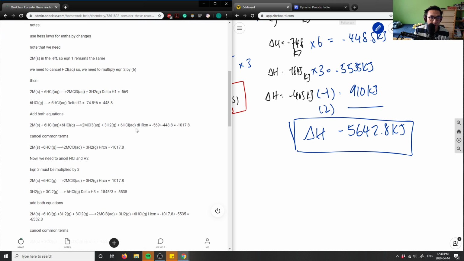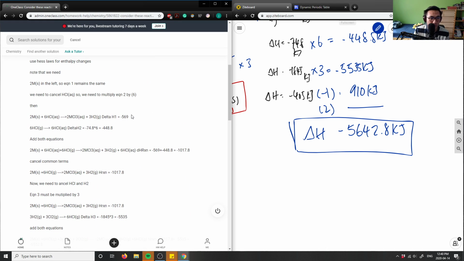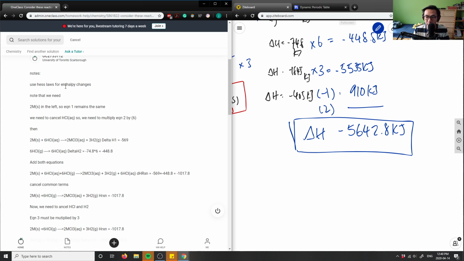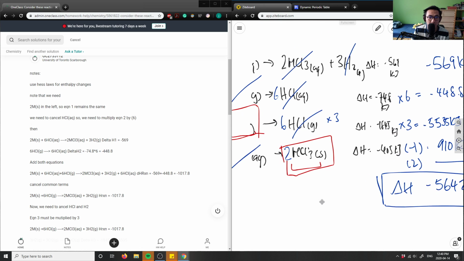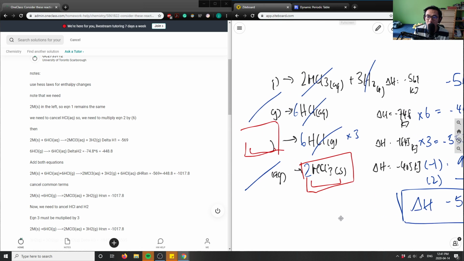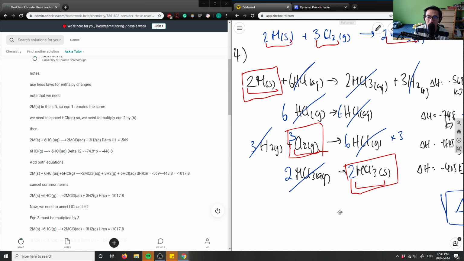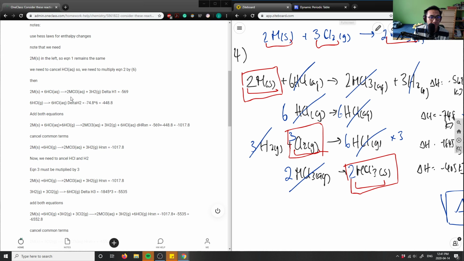It's a very, very long solution like I did before. So they said they use Hess's law for enthalpy changes, 2 M's to the left. So equation 1 remains the same. Good. We need to cancel out HCl, so we have to multiply the equation by 6, and that's what they did here. Then they would get this here. They add both equations to get this. We cancel out common terms, cancel HCl and H2.